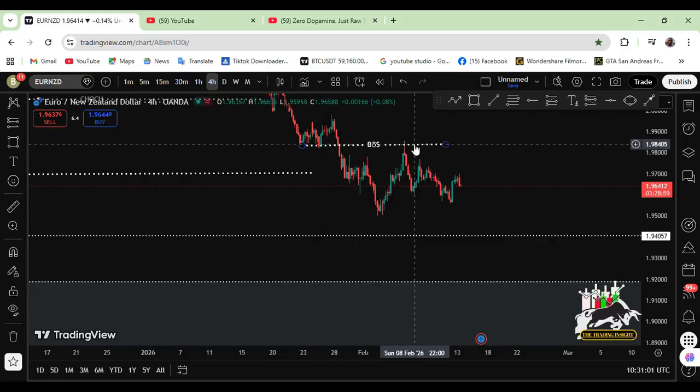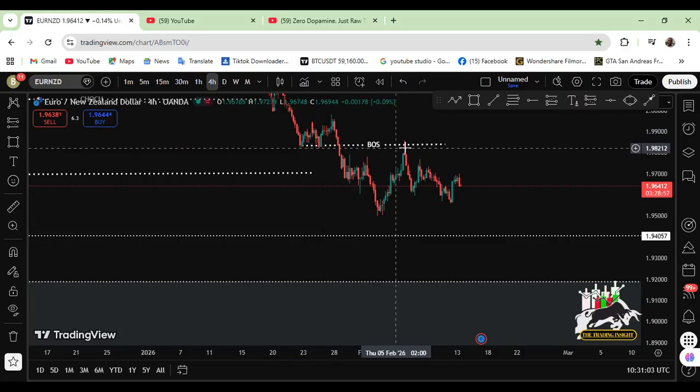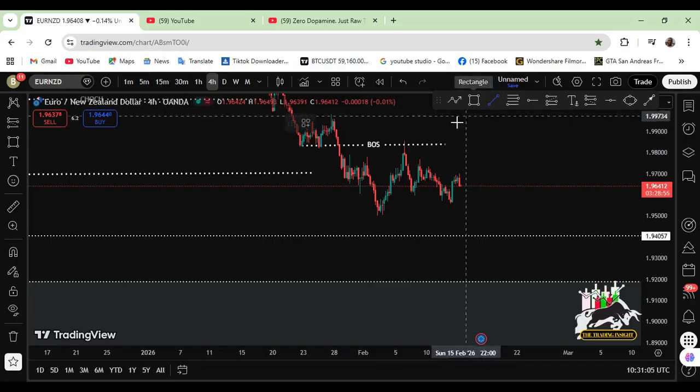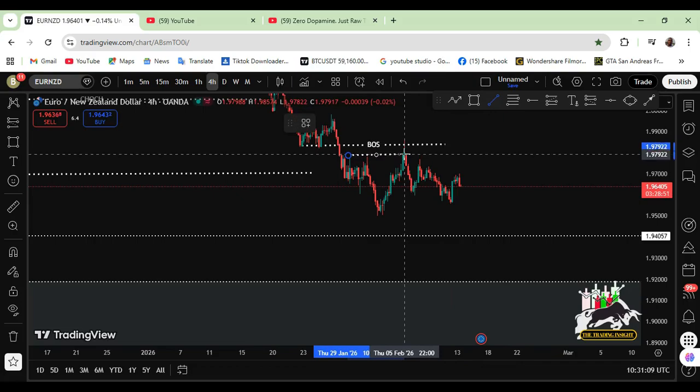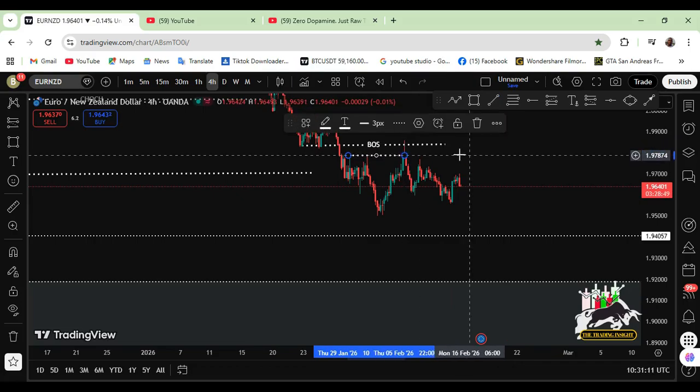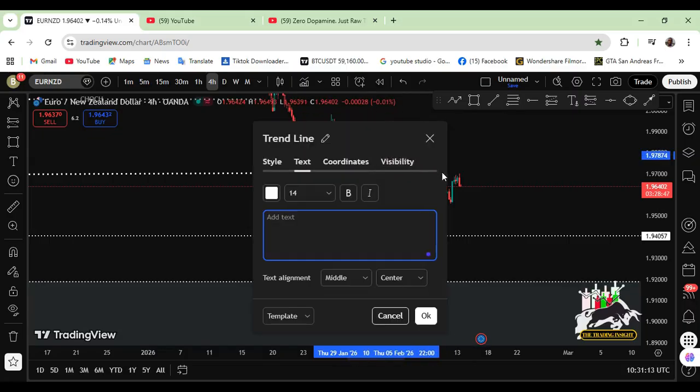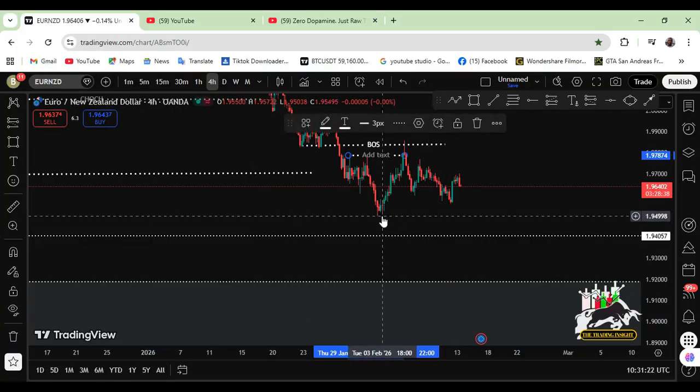Remember that zone I showed you? After price we tested this place, we can use here as a break of structure internally. See, the same way you draw that break of structure on the higher time frame, that is the same thing you would do on the lower time frame. You do it the same way. You have to recognize all those small break of structures, all those small zones.